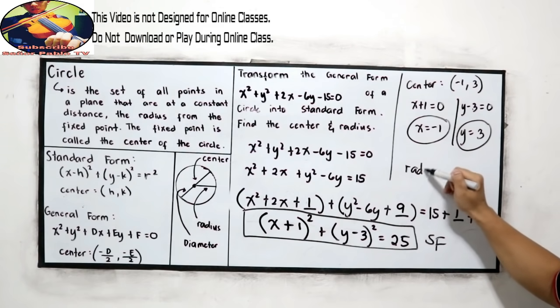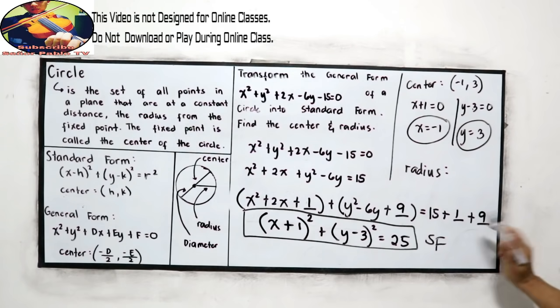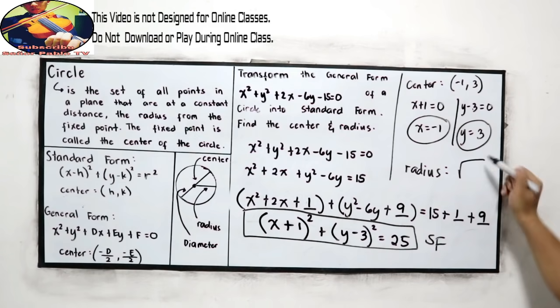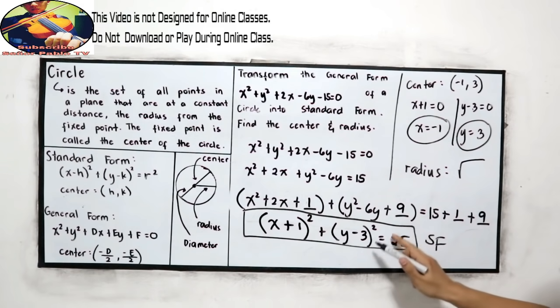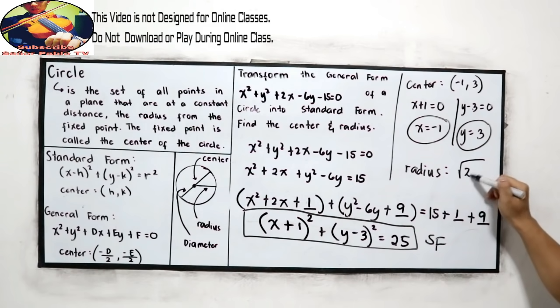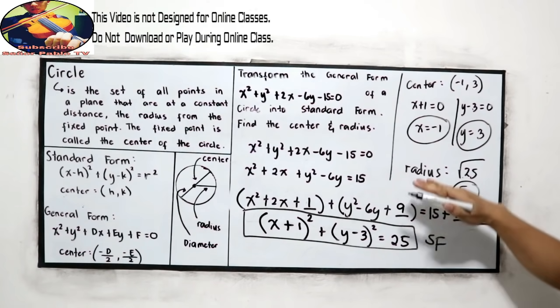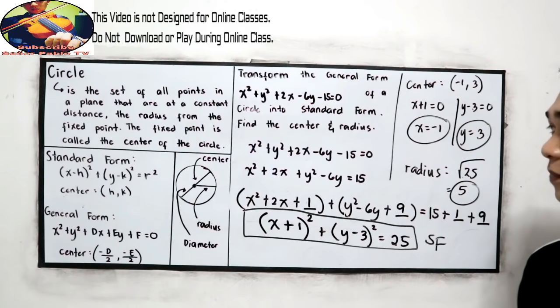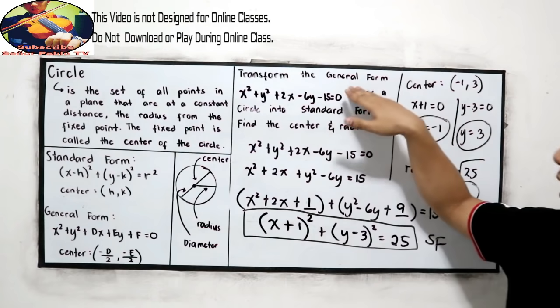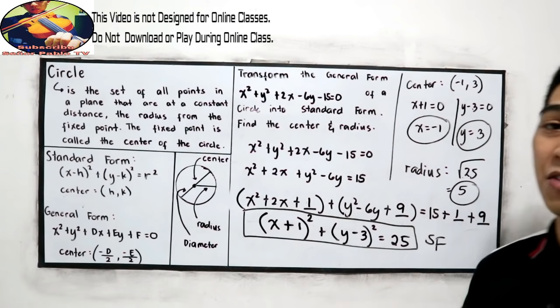And the radius, that is the square root of our constant, 25. Is 25 a perfect square number? Yes. So, the square root of 25 is positive 5. So, the radius is positive 5. So, that's how to transform general form into standard form.